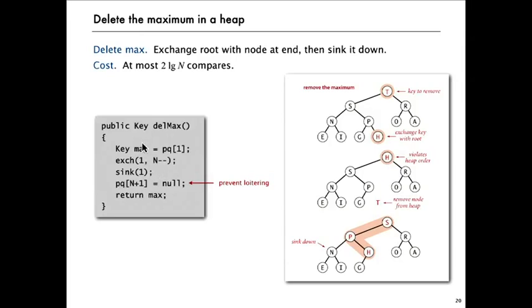Now, in this case, to implement delete max, we save away that value at the root in max, and we eliminate loitering by nulling out that vacated position, then return the max value. So that's an implementation of the delete max operation for a heap using sink, where a key value that decreases goes down in the heap.